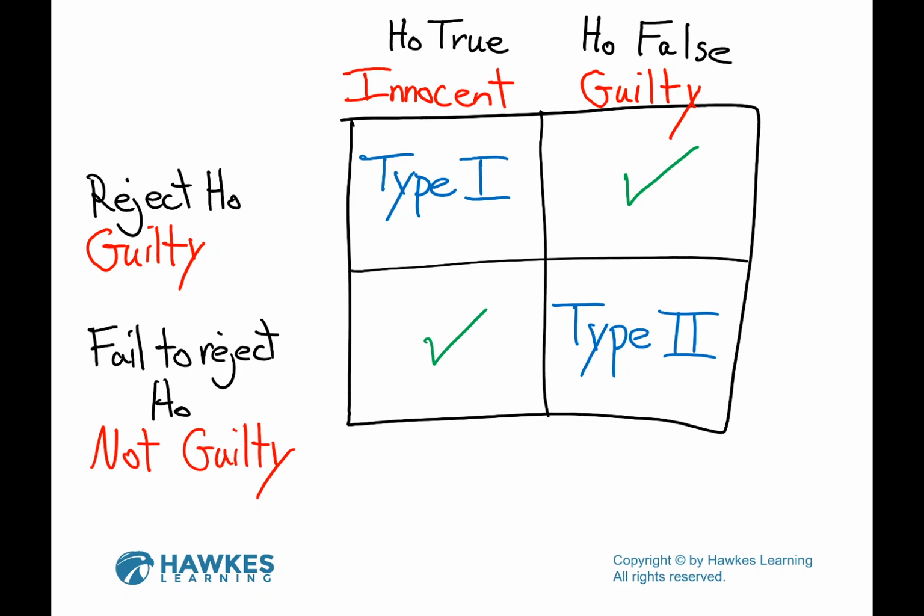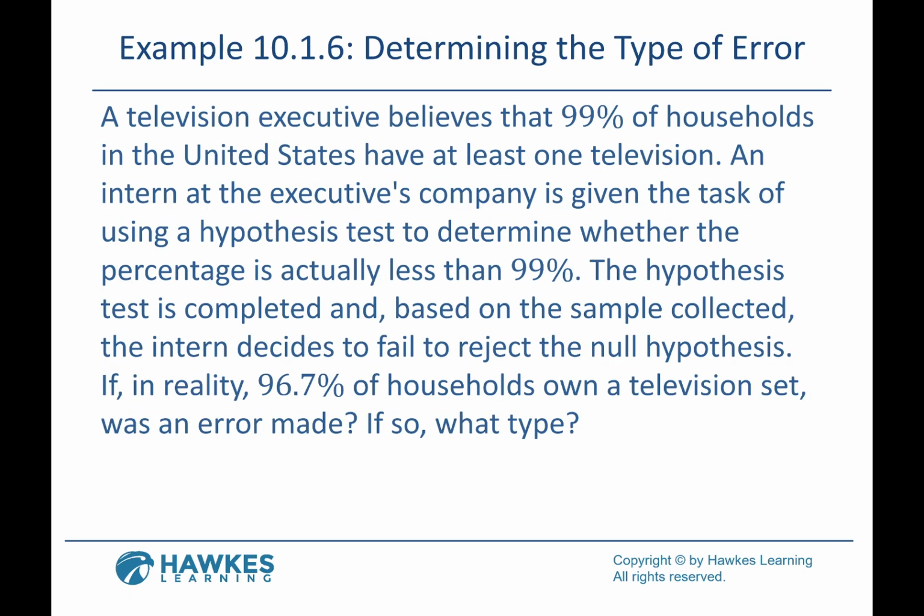All right, so let's look at this one. It says a television executive believes that 99% of households in the United States have at least one television. An intern at the executive's company is given the task of using a hypothesis test to determine whether the percentage is actually less than 99%. The hypothesis test is completed, and based on the sample collected, the intern decides to fail to reject the null hypothesis. Hey, let's stop right there for right now and get our hypotheses set up.